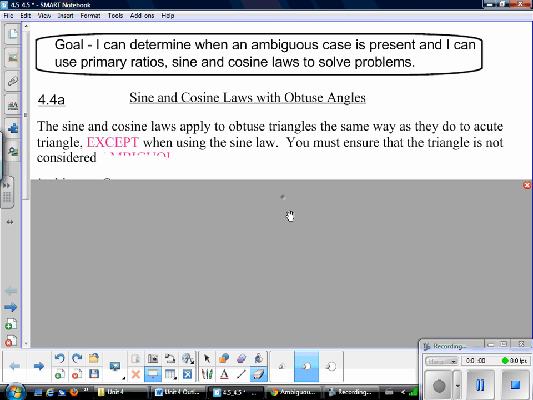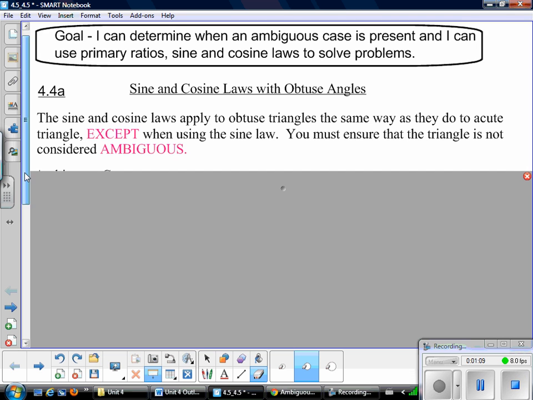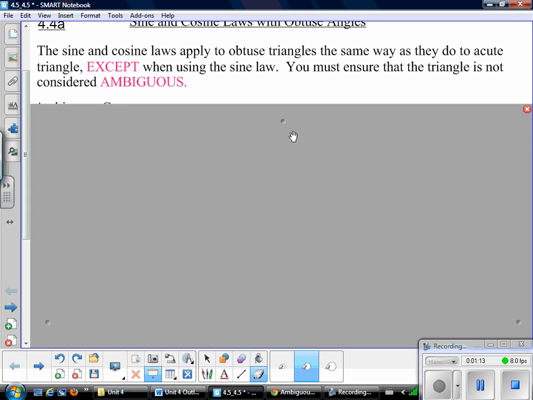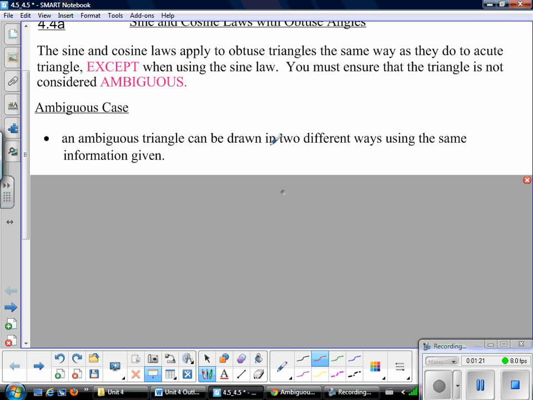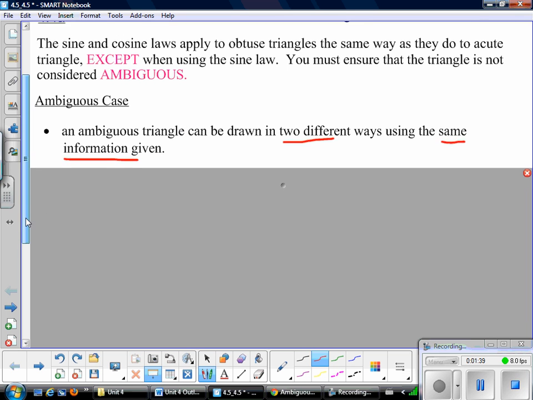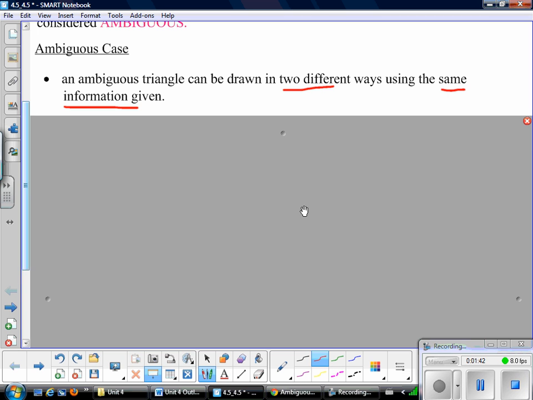The sine law creates an issue for us. You must ensure that the triangle is not considered what we call ambiguous. Now, exactly what is an ambiguous triangle? Well, an ambiguous case means that it can be drawn in two different ways, using the same information given. That creates a problem for us because normally when we have the information, we draw our triangle and solve it. But sometimes, depending on the information they gave us, we could actually draw the triangle two different ways. And this creates an issue if we're expected to solve the triangle.